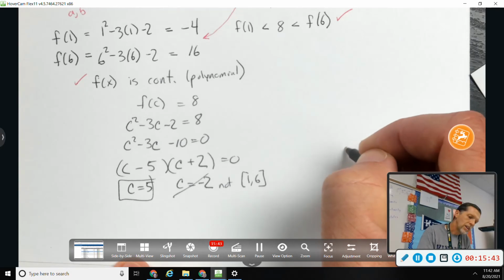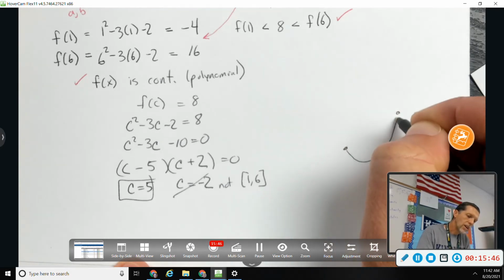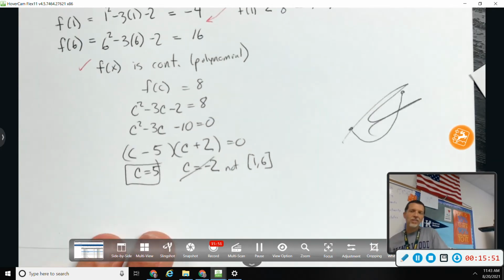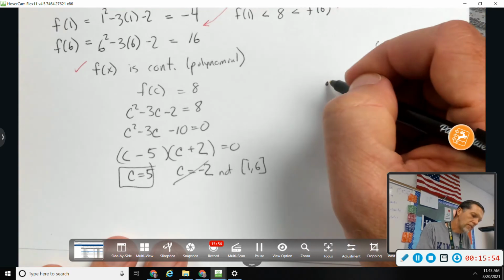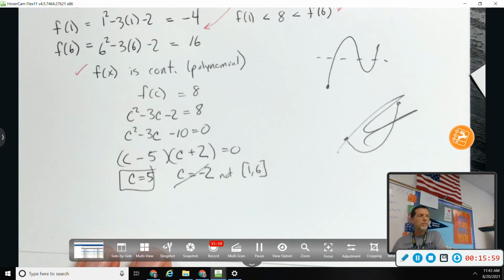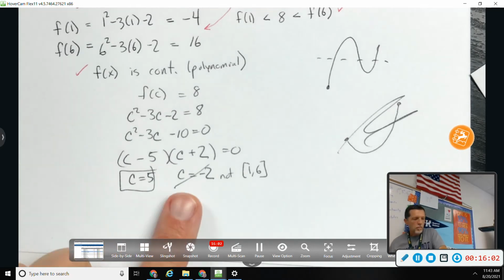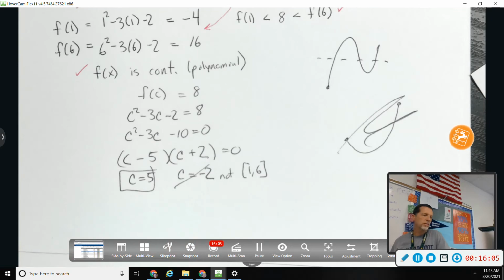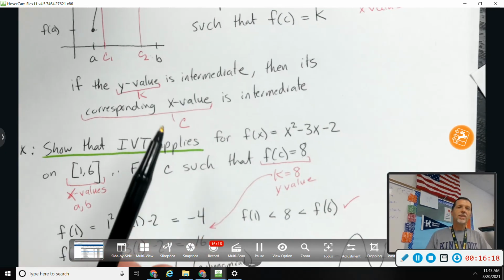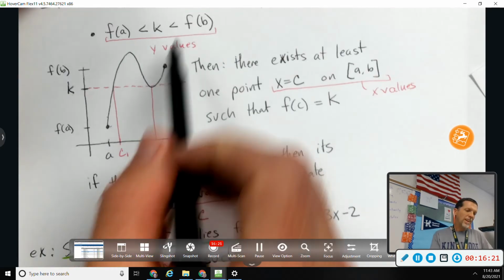Like if we'd had a starting point and an ending point there. It's possible to get more than one answer if we had that. Then there'd be more than one answer. So be careful. You may have to throw an answer out if it's not intermediate. So if y is intermediate, then the x value is going to be intermediate. That's the intermediate value theorem as quickly as you can say it. If the y is intermediate, then the x is intermediate, as long as it's continuous.